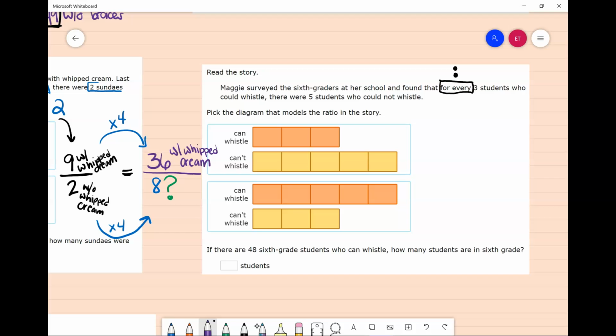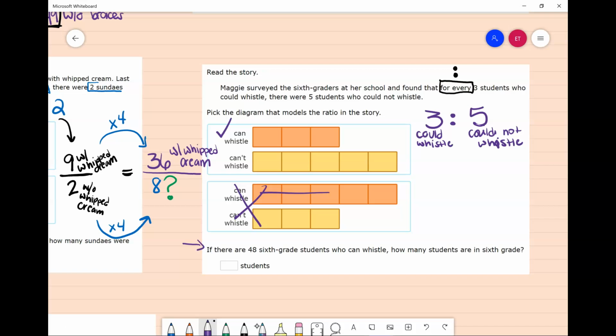So my first number in my ratio will be 3, because 3 students who could whistle for every 5 students who could not whistle. Now I need to find that diagram, and it's the first one because can is 3, and down here can is more than 3, so can't do that.